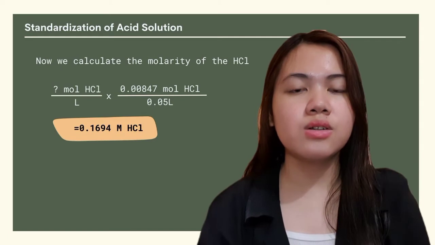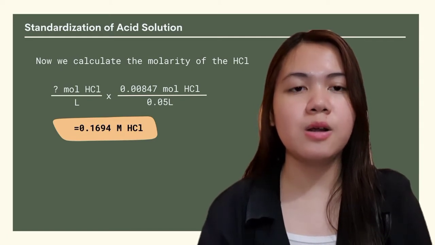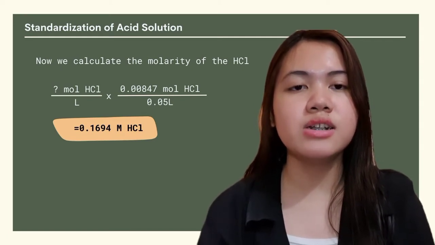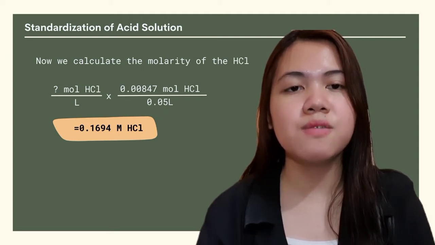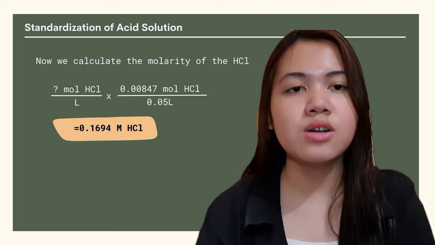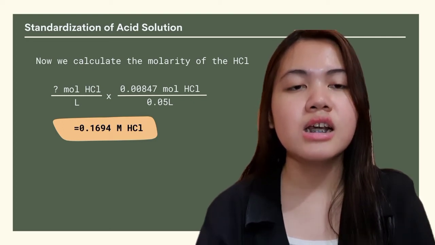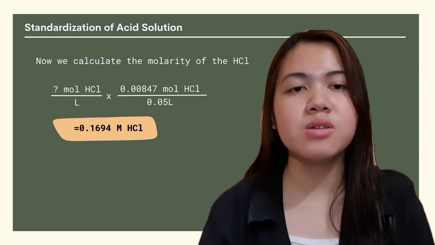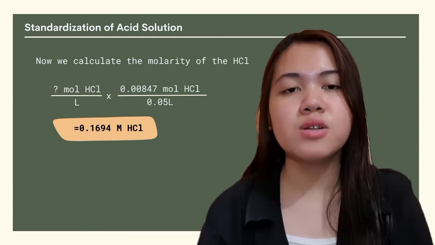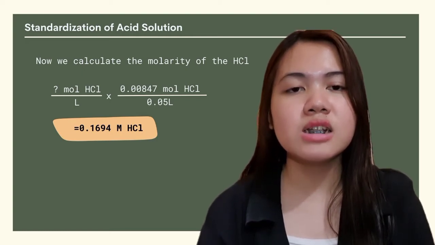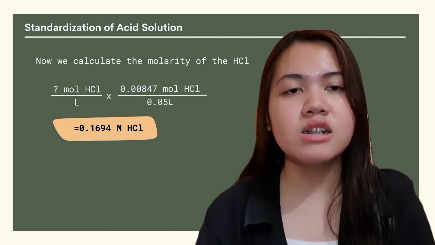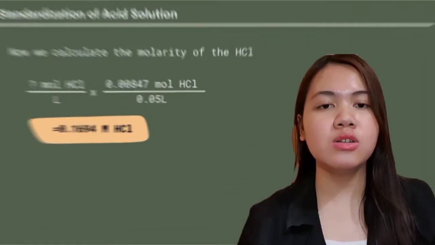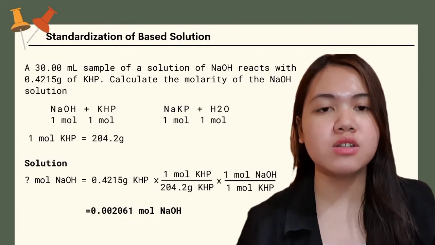So now we are going to calculate the molarity of the hydrogen chloride. Unknown moles of hydrogen chloride over liters equals 0.00847 mole hydrogen chloride over 0.05 liters, in which the 50 ml is converted to liters, and that is 0.05 liters. So the answer would be 0.1694 molar hydrogen chloride. Now, I am going to discuss the standardization of base solution.